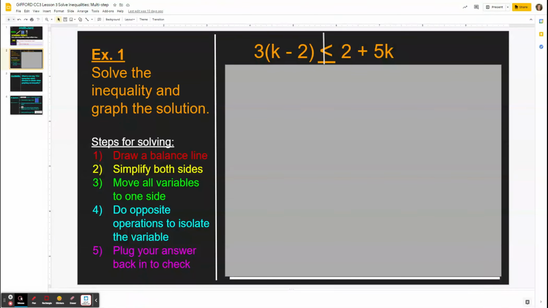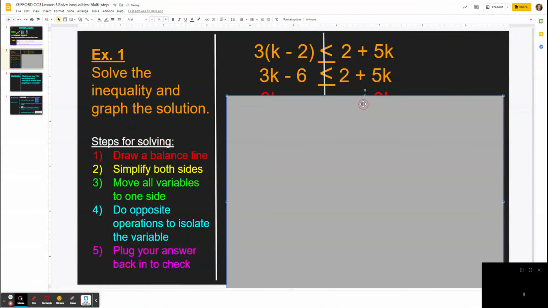All right, so like I mentioned, we need to distribute first. And distribute, remember, means whatever number is outside the parentheses is going to be given to everything inside the parentheses. So when we do that, and when we say given, we mean multiplied. So notice I'm going to take this 3, and I'm going to do 3 times k, and I'm going to do 3 times negative 2. So it turns into 3k minus 6 is less than or equal to 2 plus 5k.